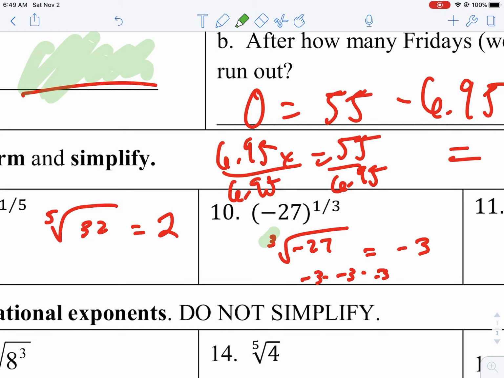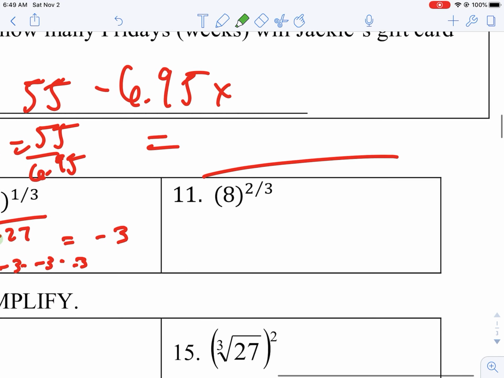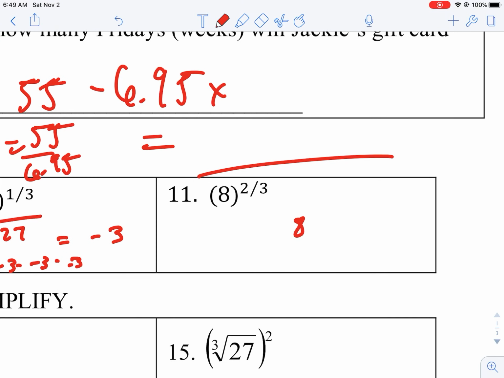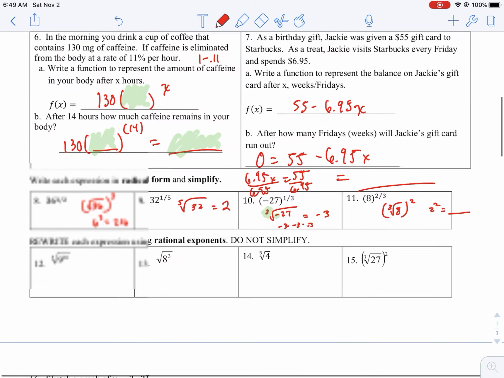Because it's a cube root, you're allowed to have a negative number. This one is, what's the cube root of 8 squared? Cube root of 8 is 2. That's 2 squared. Good job.